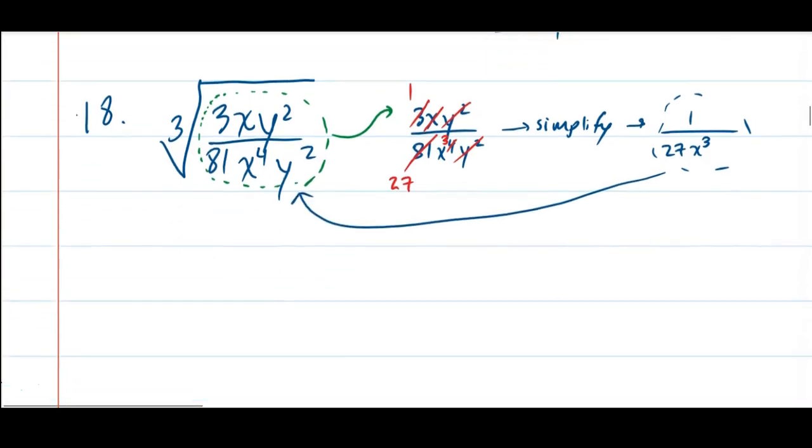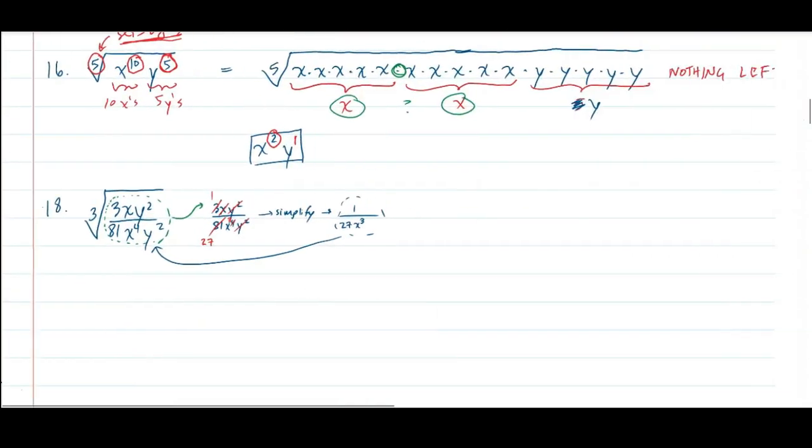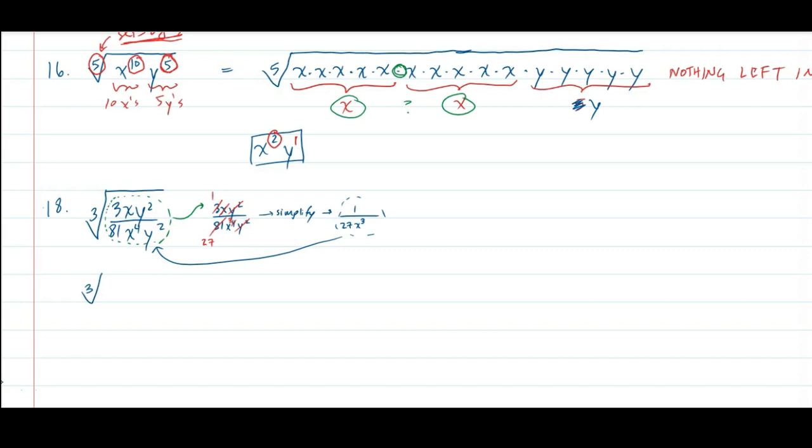So you have to be a little bit clever in dealing with that part of the question. If you bring it back to the root, this is the third root of, actually, let's write it over here, the third root of 1 over 27x cubed.